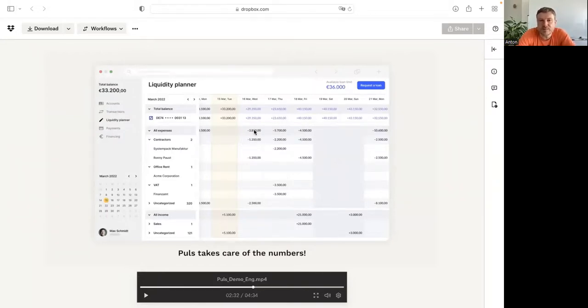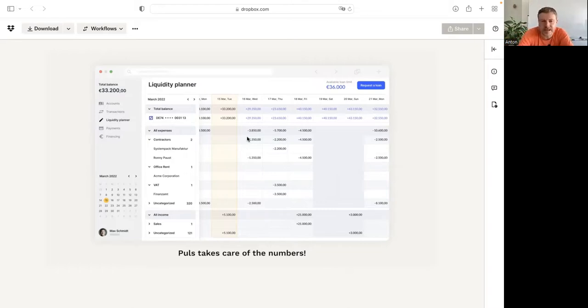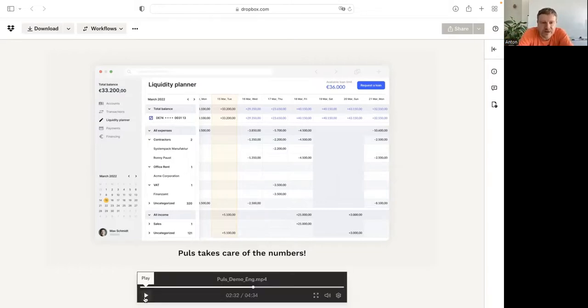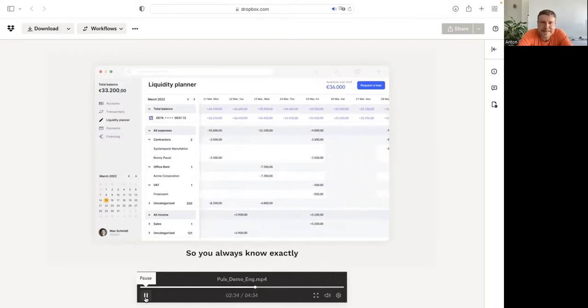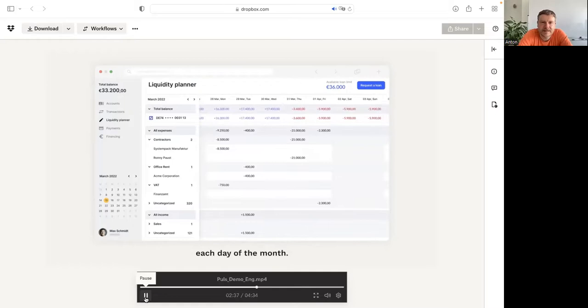For the future, you need to enter your revenue and expenses manually, because the software will be developed in this way. We'll create overviews at a later stage. For now, it automatically reloads your payments from your bank statements, but you need to do projections in the future yourself. Numbers, so you always know exactly how much money you have each day of the month.